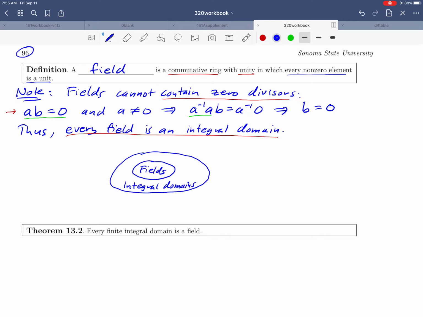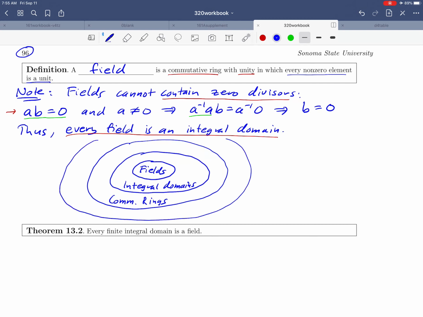Okay, and if you go a little bit bigger still, every integral domain is a commutative ring. And then even bigger than that, we could talk about the set of all rings. So there's a nice picture description of how some of these various types of rings relate to each other.